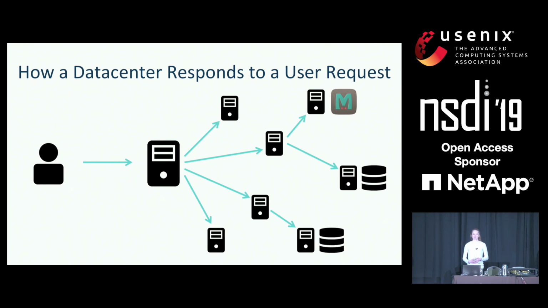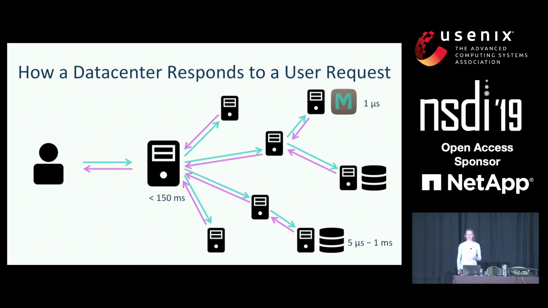Applications have really variable service time. So for example, it might take about 1 microsecond for memcached to respond to a request, whereas for a database query, it might take 5 microseconds or up to some number of milliseconds. Once each server has constructed a response, it will send that back to the server that contacted it, and these will all eventually get sent back to the front-end server. And hopefully this whole process will complete within a fixed latency budget, so for example, within 150 milliseconds. So then we can send a response back to the user quickly.